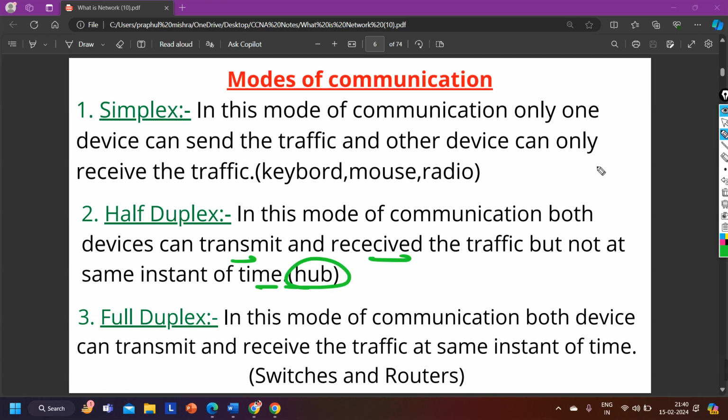So let's say I have connected 5 computers or 4 computers together through one hub. So the hub works at half duplex. Can these two devices communicate at a time?